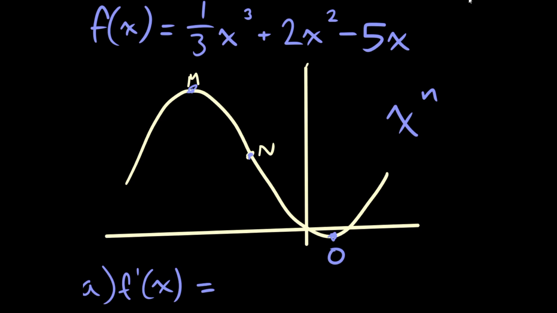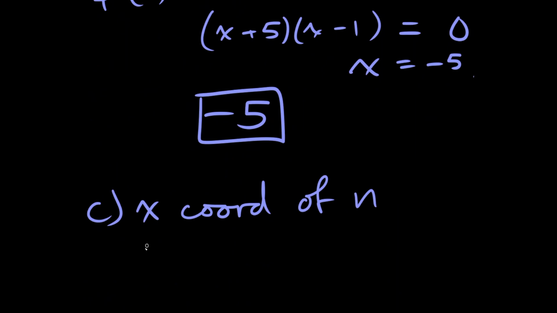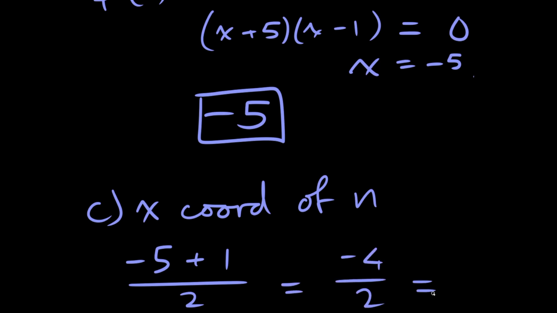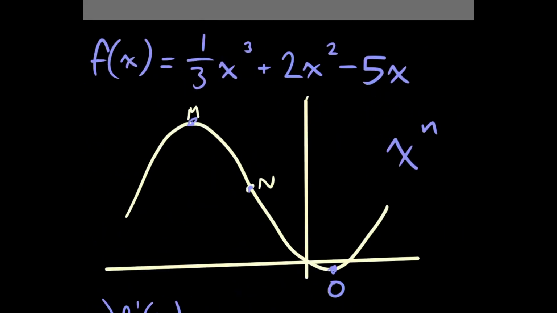It's going to be between m and o in this case. So we can take the average of these 2 points. We'll get -5 plus 1 divided by 2, which is -4/2, right? So the answer is -2. Is the x coordinate of n? Should be, if it looks around here.